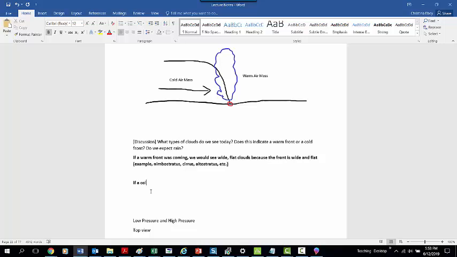If a cold front was coming, we would see more vertically developed clouds. For example, cumulus and cumulonimbus.